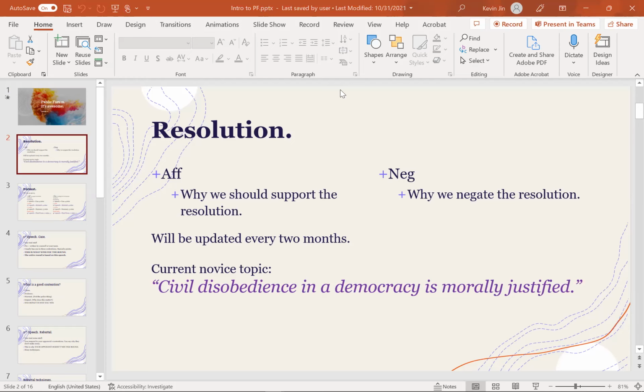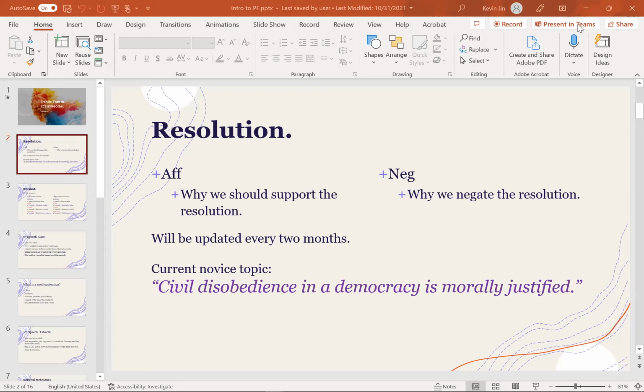Okay, so first of all, PF is all about debating a resolution. The resolution is basically the thing that you should support or the thing that you should negate. It's your side of the debate. If you're on the affirmative side, you agree with the resolution. If you're on the negative side, you disagree with the resolution. So if the resolution says all illegal drugs should be banned, the affirmative side would be supporting that, and the negative side would be not supporting it.